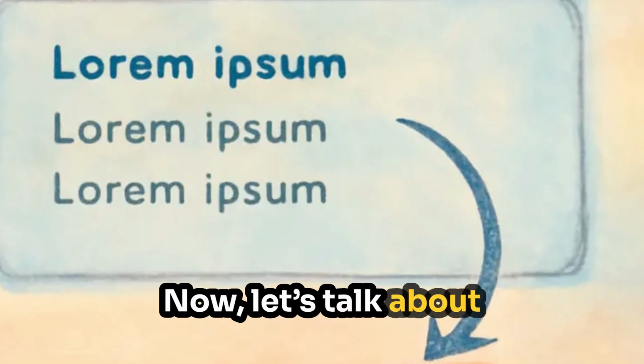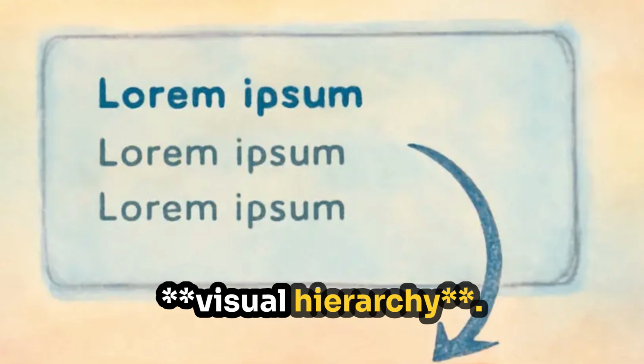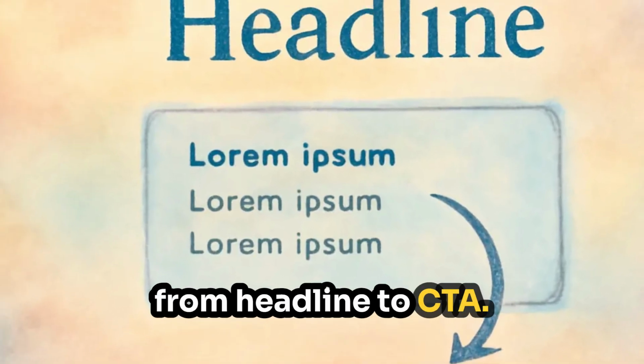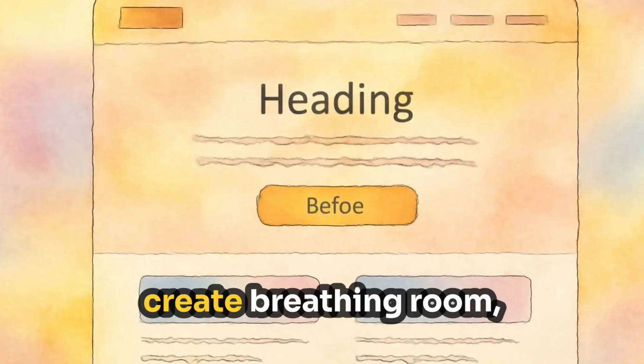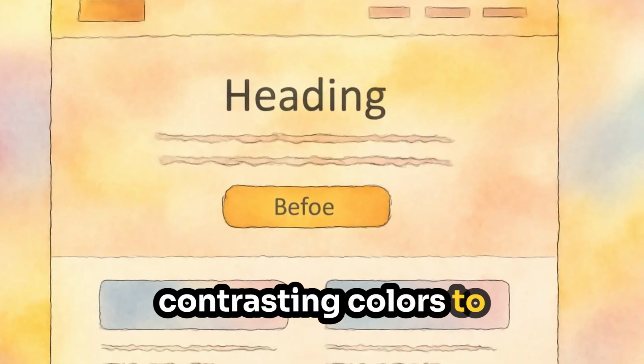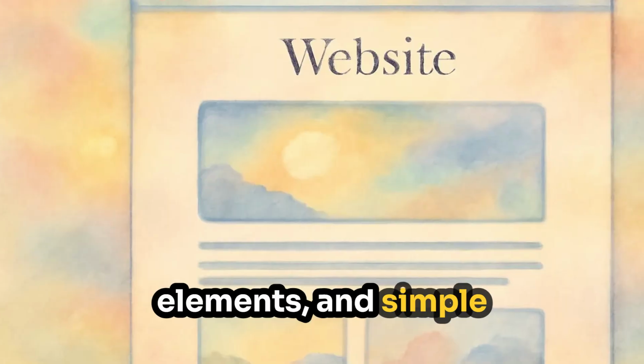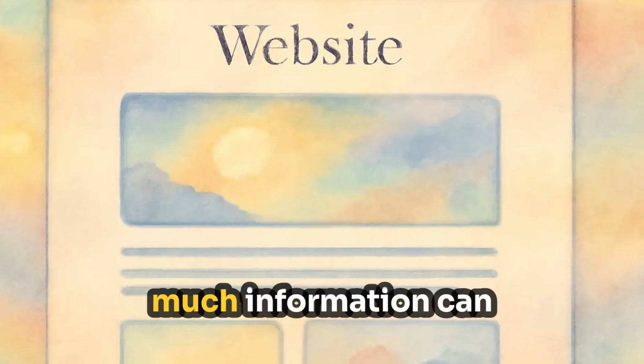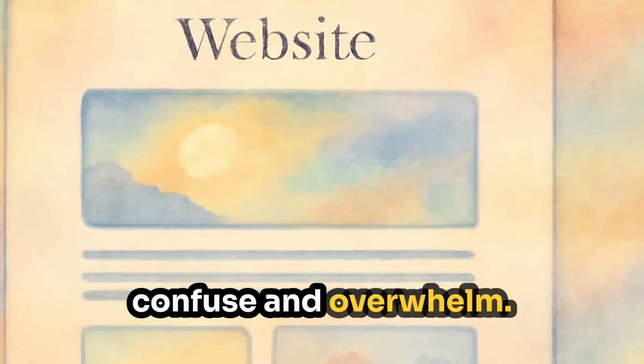Now, let's talk about visual hierarchy. Your page should guide the user's eyes naturally from headline to CTA. Use white space to create breathing room, contrasting colors to highlight important elements, and simple imagery that supports your message. Avoid clutter. Too much information can confuse and overwhelm.